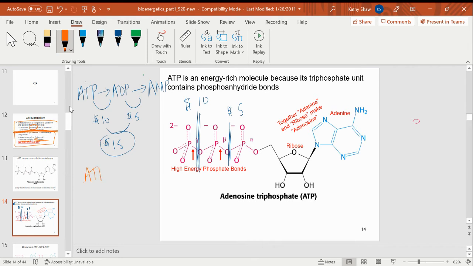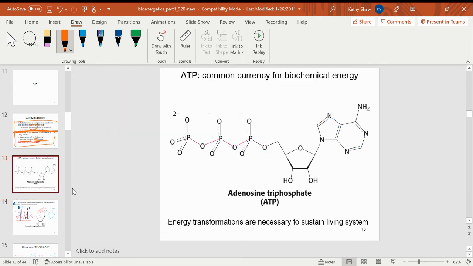If I'm going ATP to ADP and I get $10, what if I can do that twice? All right, so the other one was $15. ATP to ADP, we said that's $10. What if I can go 2 ATP to 2 ADP? That's a better deal, huh? So that's a better deal.